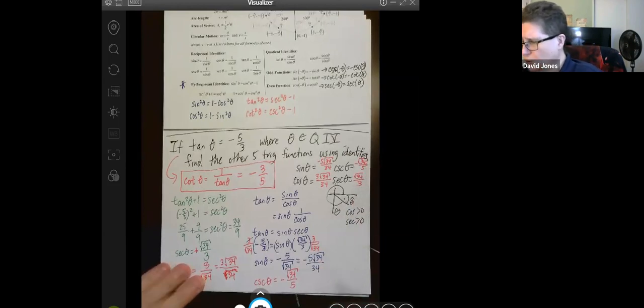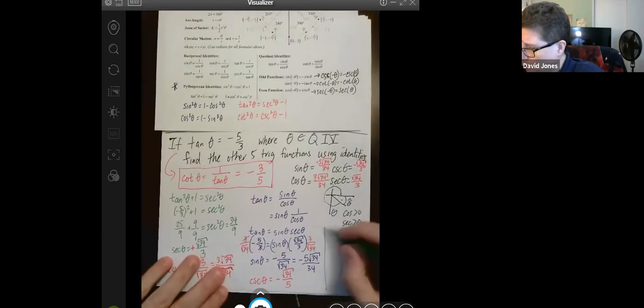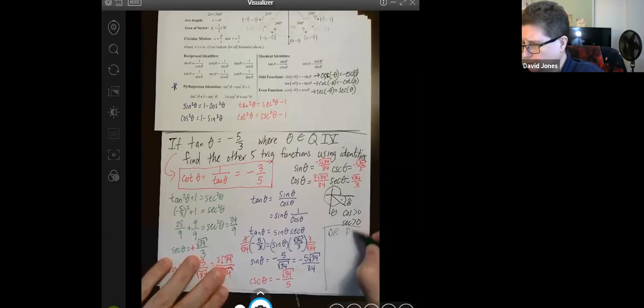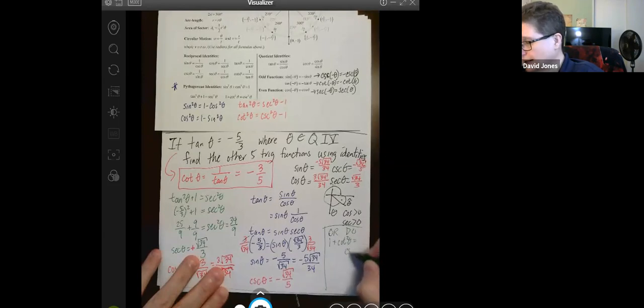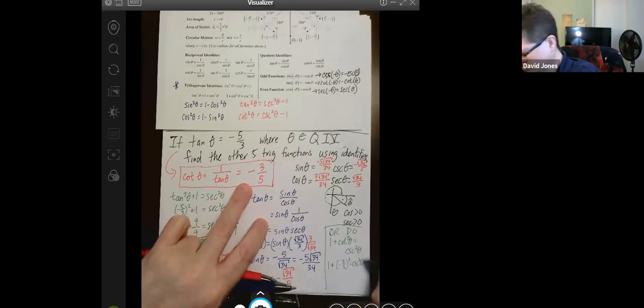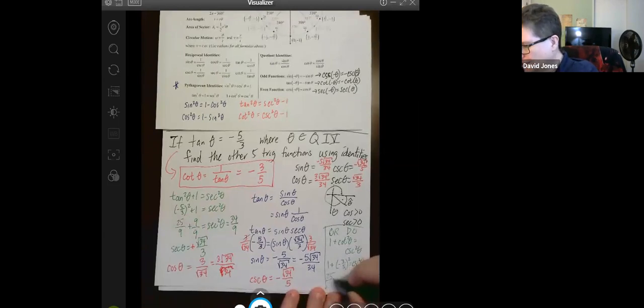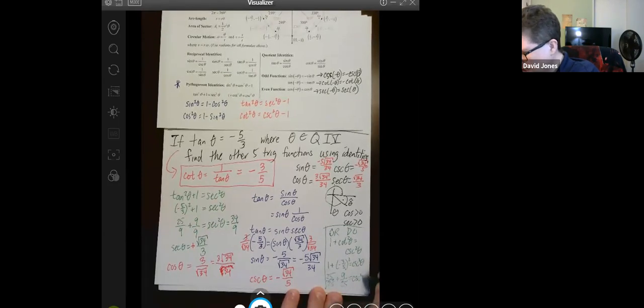Now, if you go through, you could also use, I'll put this here, 1 plus cotangent squared theta equals cosecant squared theta. And 1 plus cotangent squared, we got that right here. 1 plus negative 3/5 squared equals cosecant squared theta. Go through it. You got 25 over 25 plus 9 over 25 equals cosecant squared theta. And we can see how that gets us there, right there.